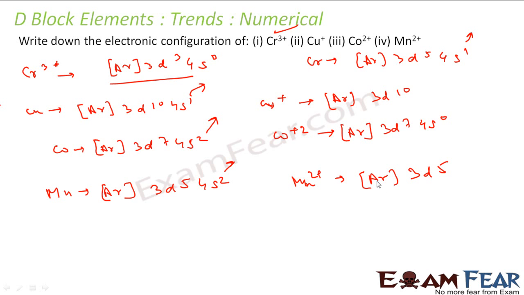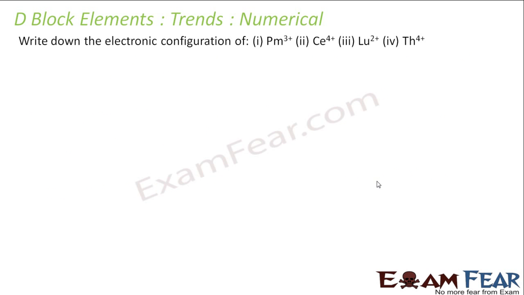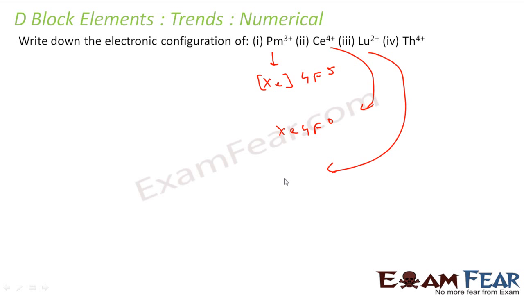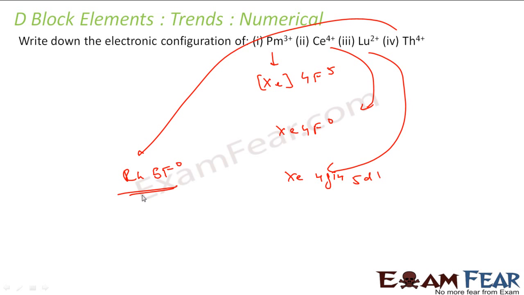Write down the electronic configurations. We have more to write, but I'll just give the values and you can try on your own. Pm3+ is xenon 4f5. Ce4+ is xenon 4f0. Lu2+ will be xenon 4f14 5d1. Th4+ will be radon 5f0. You can write the full electronic configuration of these metals and then remove the electrons to get these configurations.